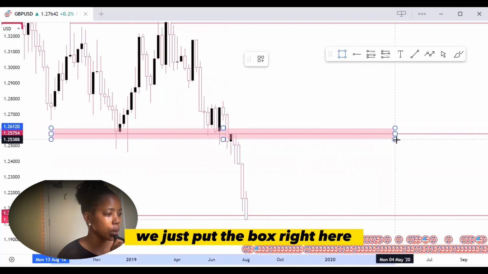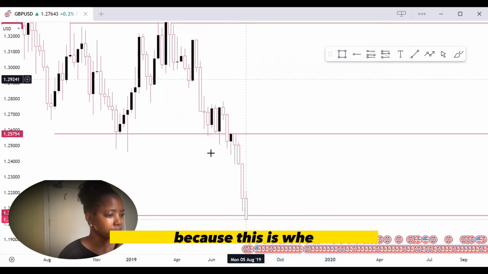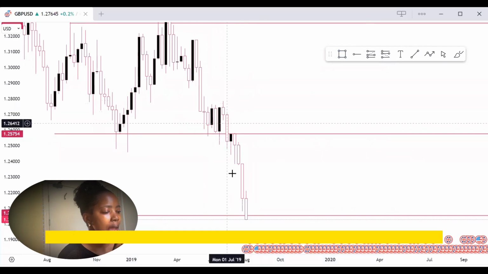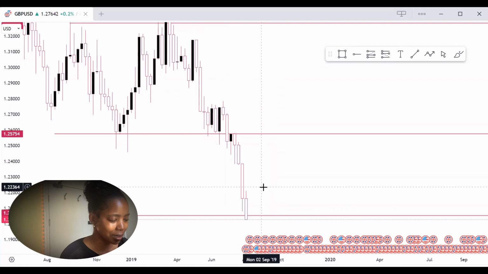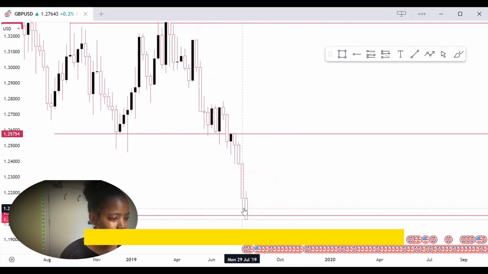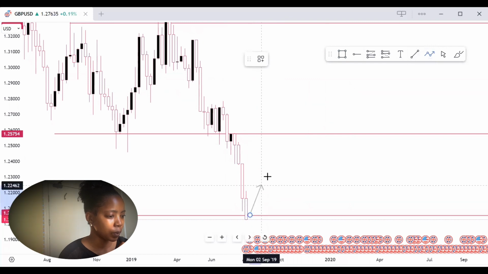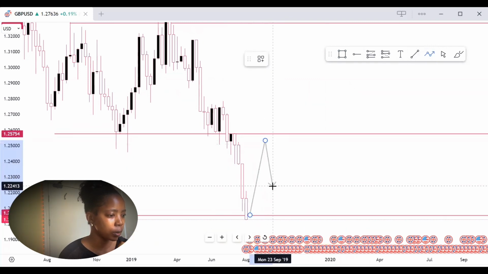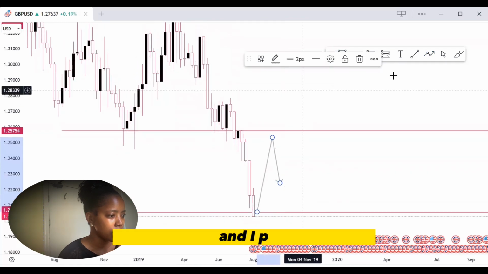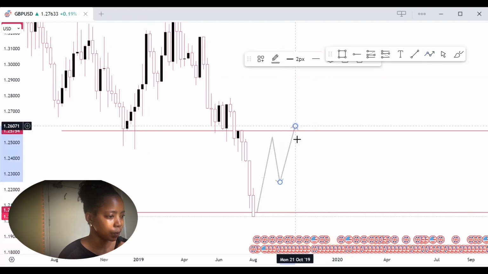Let me just put the box right here. This is your point of interest because this is where we'll come and reach our discount and come to the downside, okay? To what? To these candles, okay? So we're expecting a push like this. A push, come to that area, a push down, and a push to the upside like that.